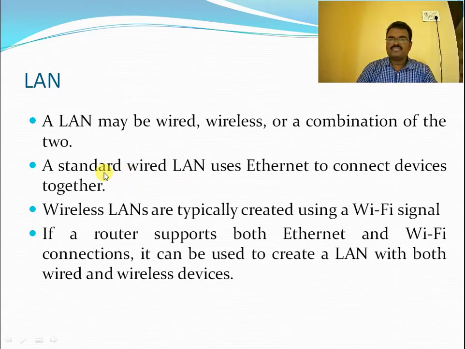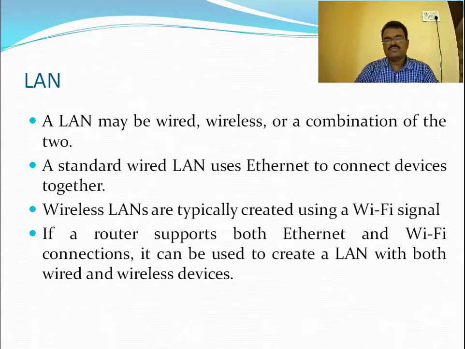A LAN may be wired, wireless or a combination of the two. A LAN can be established with wiring, nothing but physical connection among all the devices in the network. A LAN can be wireless, where there is no physical connectivity among the devices. And sometimes we may have both wired and wireless connectivity. Nowadays we use the combination of wired and wireless facility in establishing a LAN, because some devices require wired facility and some devices can work on wireless. That's why we mostly use both of these techniques in the establishment of a LAN.